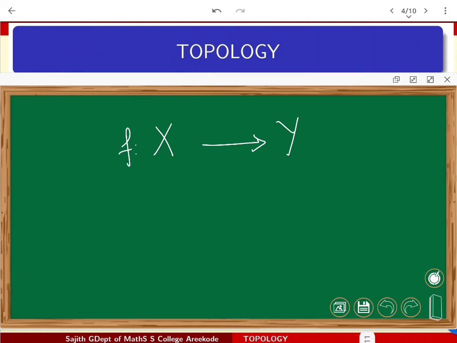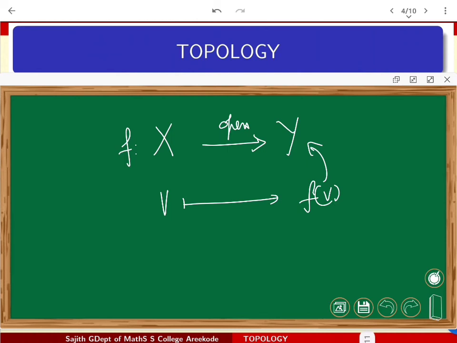A function is going to be called an open function provided it takes open sets of X onto open sets in Y. That is, if V is an open set in X, and f of V is again open in Y, so it takes every open set to an open set in Y, such a function is called an open function. Very similarly, one can define closed functions also. If f is a function which takes closed sets in X to closed sets in Y, we call such a function a closed function.